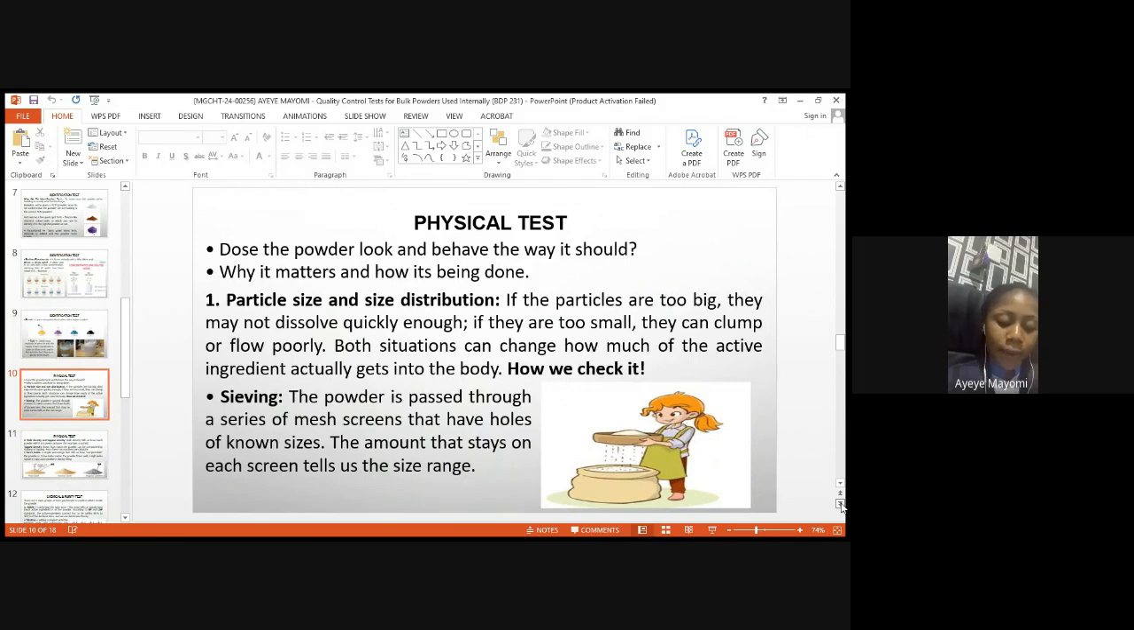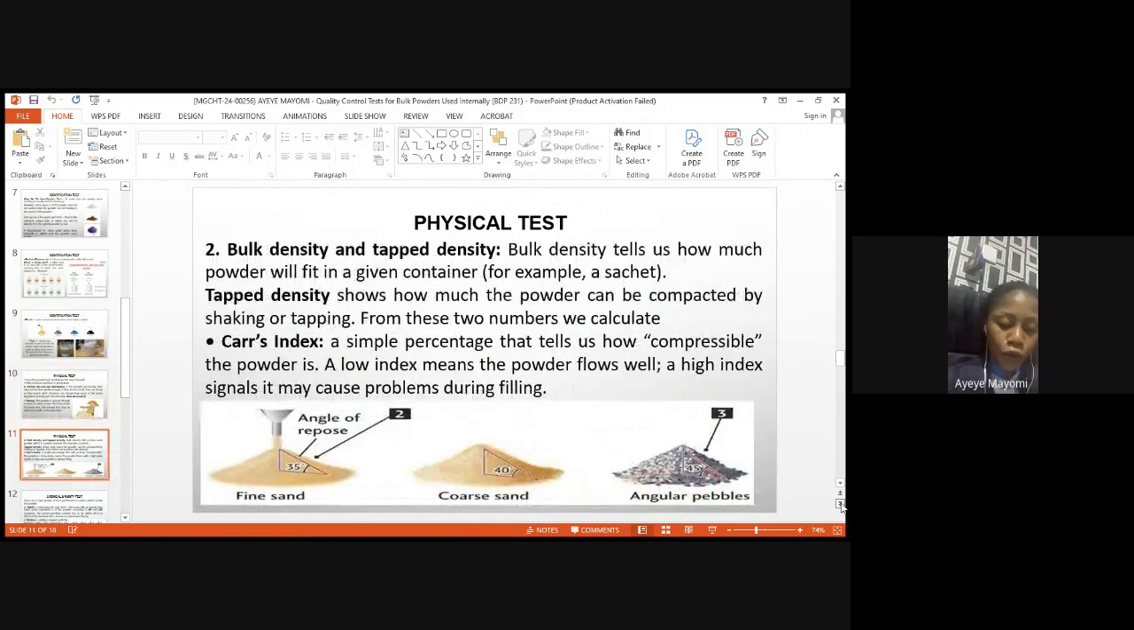Number two, under the physical test, we have bulk density and tap density. The bulk density tells us how much powder we can fit in a given container, for example a sachet. Under this, we have tap density also. The tap density shows how much the powder has been compacted by shaking or tapping. For these two, numbers are calculated. Then after the physical test, we move on to the chemical test.